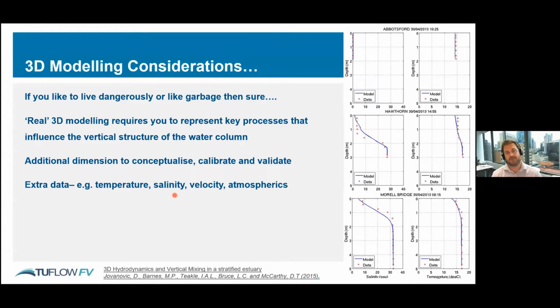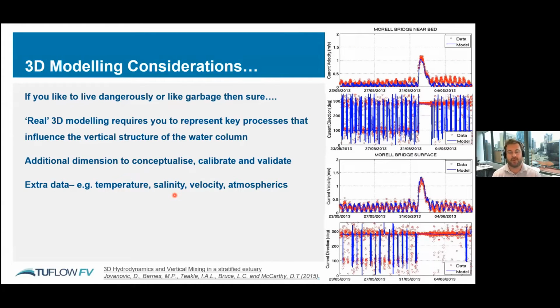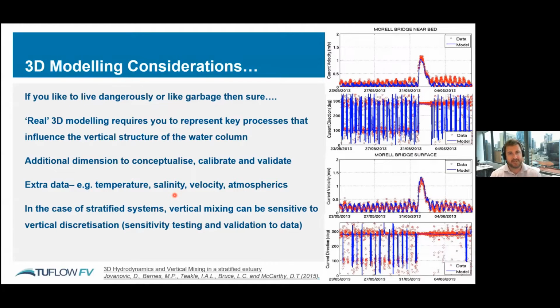You need additional data, so it's not just water levels and velocities at a point. You need to understand what's happening through the vertical water column. And also baroclinicity, so temperature, salinity, velocity measurements at the top of the water column and below, things like ADCPs and atmospheric data. And in the case of stratified systems, vertical mixing can be sensitive to the way that you discretize it, how you're layering the model. And so you need to do sensitivity testing and validation to data of those processes.